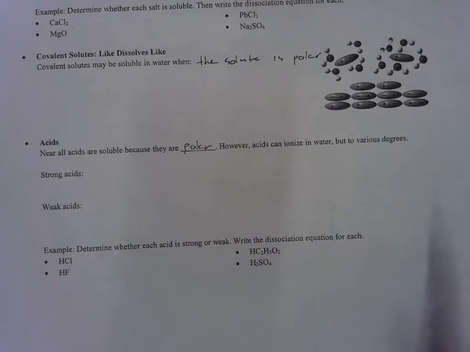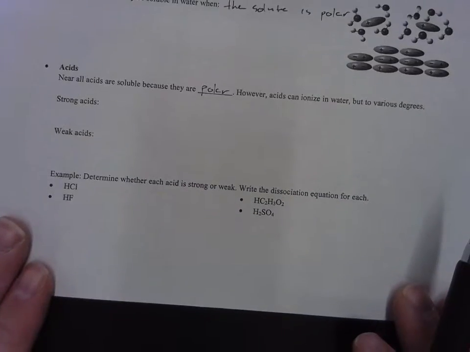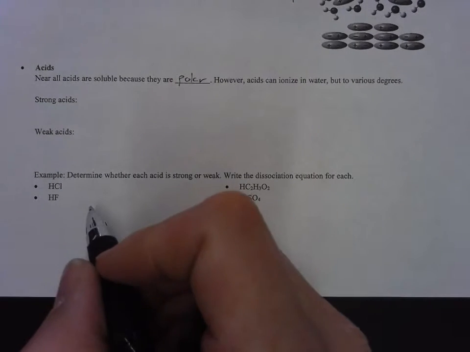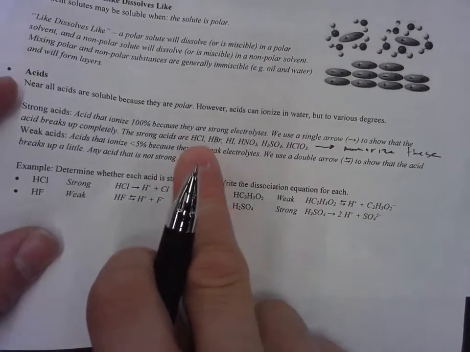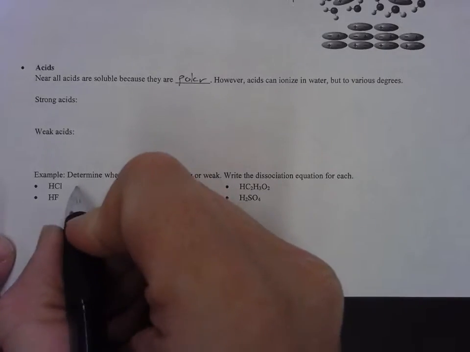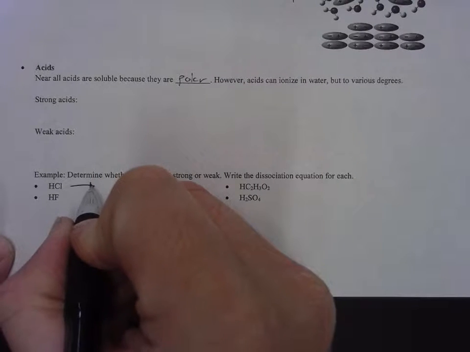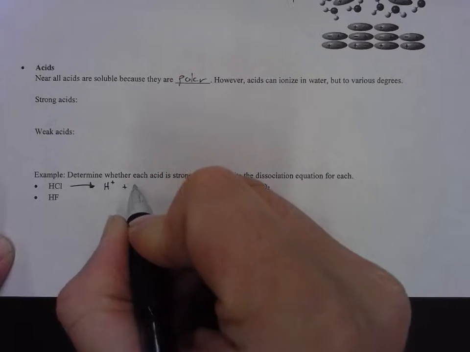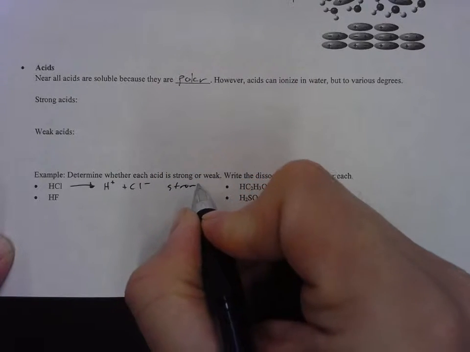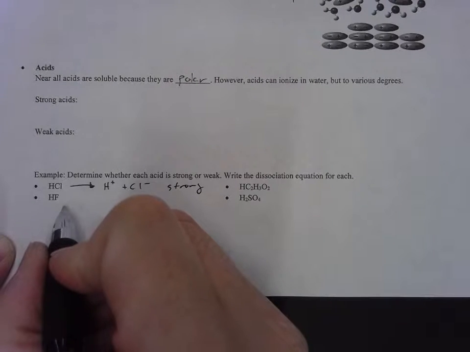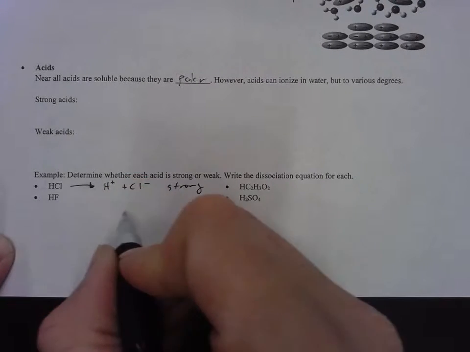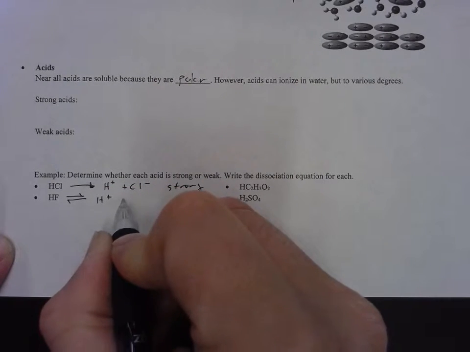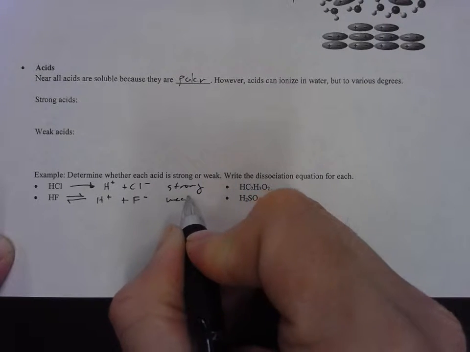Determine whether each acid is strong or weak and write the dissociation equation for each. So let's go ahead and do that. HCl, we said, is one of those strong acids. So when we do HCl, it breaks up into H plus and Cl minus, and that's strong. HF is weak. HF will break up into H plus and F minus. It's a weak acid.